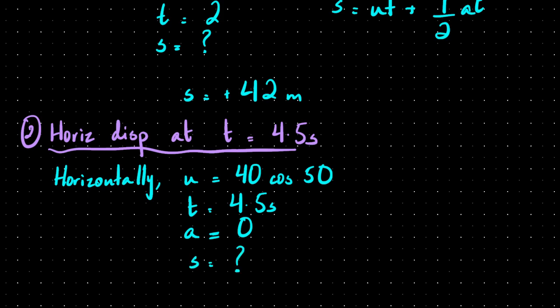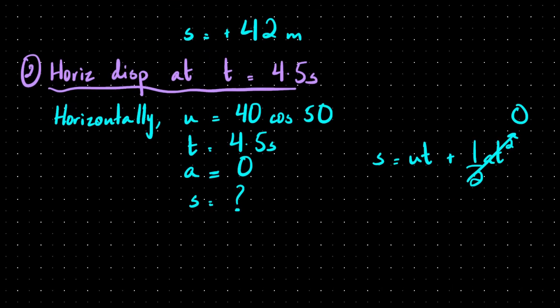So again we would use the same equation, s equals ut plus half at square. But this one is going to be even easier to work through. Because of a being 0, this entire term will also turn out to be 0. So for no acceleration, for constant speed, we just need to multiply the speed by the time. So 40 cos 50 times 4.5. This value turns out to be 115.7, or just to 2SF this will be 120 meters.